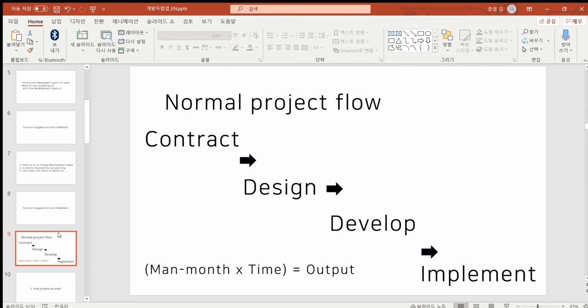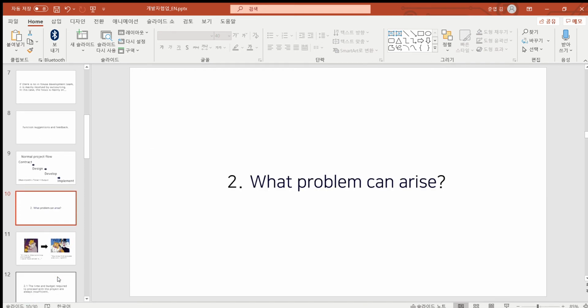So normally the project keeps this flow. For example, you do the contract, and the department or the company will start to design how to develop, develop by that design, and implement the output on your own system. So normally man-months times time will be the output. This means that man-months and time are the primary variables to estimate the outputs. So what problem can arise?